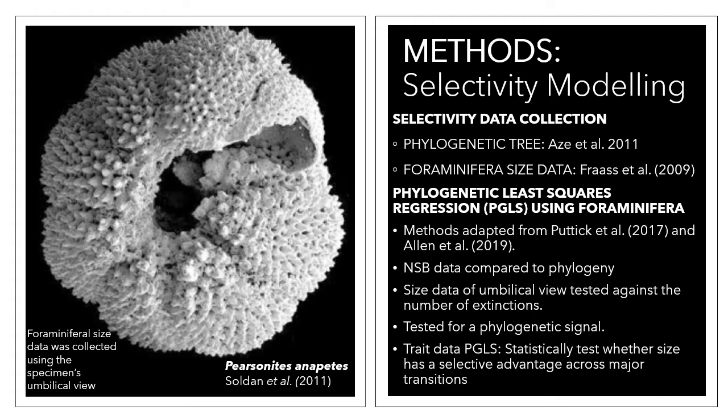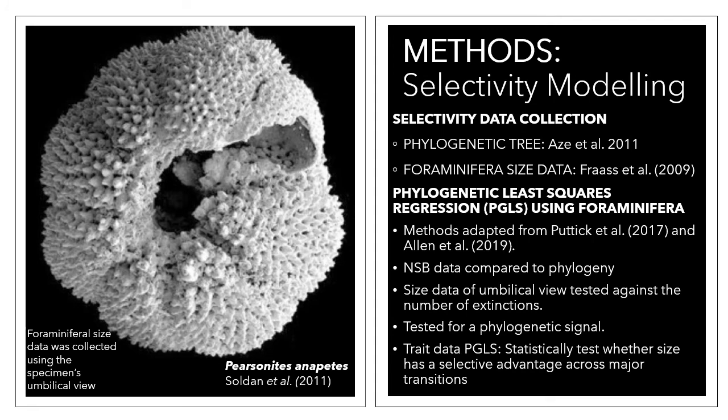Finally, to test selectivity of foraminiferal size across major transitions, I downloaded the Cenozoic planktic foraminifera phylogeny from Aze et al. and used foram size data collected by Andy Frass, and a phylogenetic generalized least squares regression was completed in R. The PGLS method was adapted from Putick et al. 2017 and Allen et al. 2019. NSB data was compared to the planktic foraminifera phylogeny to correct for misidentifications and problematic taxa.